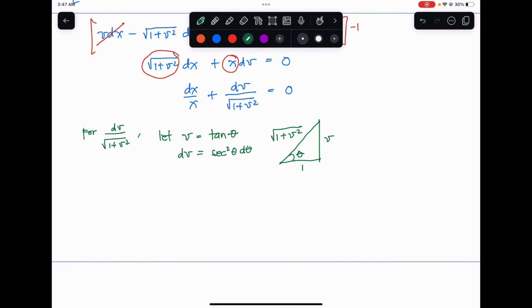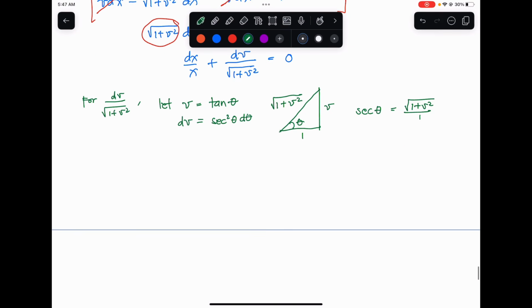But then what is the square root of 1 plus v squared? Looking at our triangle, we can see that hypotenuse over adjacent is secant. So secant theta is the same as the square root of 1 plus v squared all over 1, or simply secant theta is the square root of 1 plus v squared.